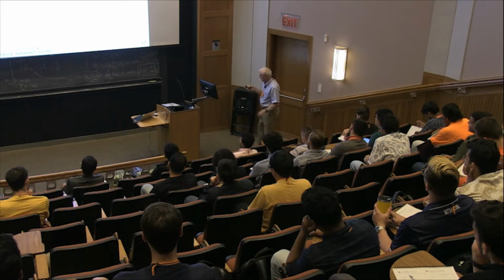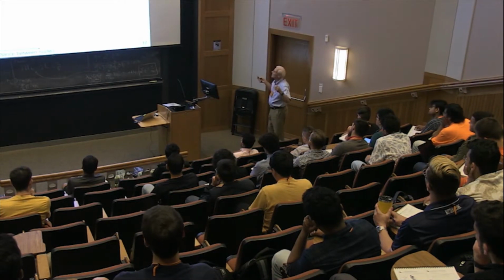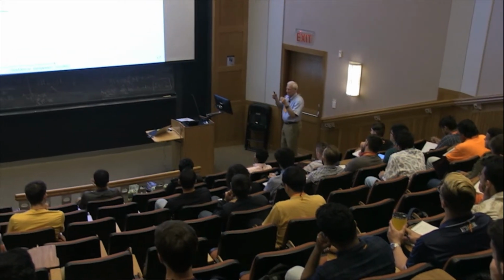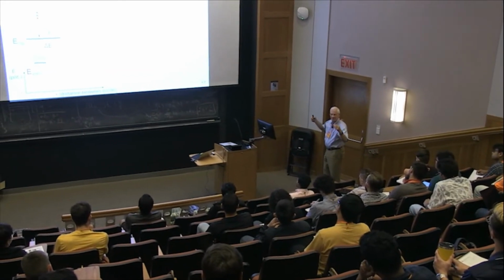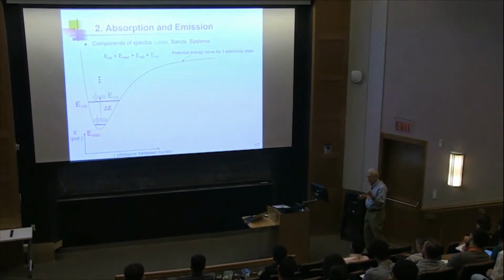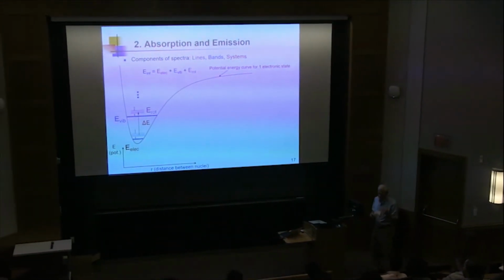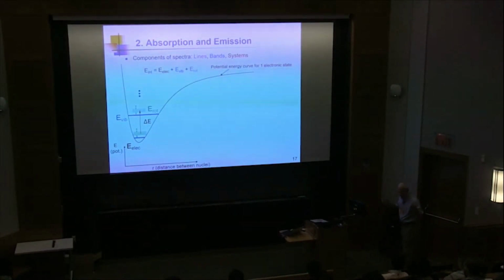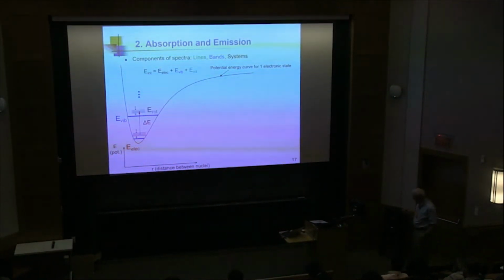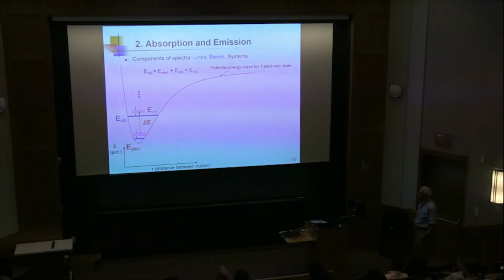So if two atoms come in along this path, they come together and go back out. Unless there is a collision which removes some of that energy, it just reverses itself. This is called the potential energy well that reflects that interaction. Inside that well are the allowed quantum states for vibration and rotation.